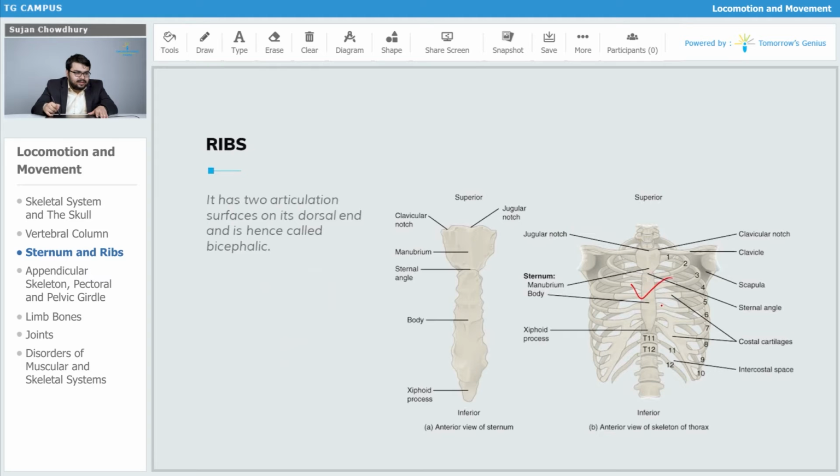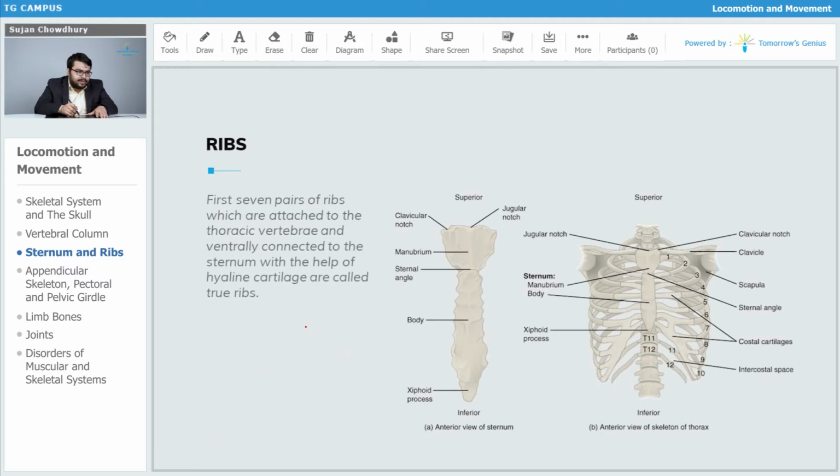This is the ventral side, and definitely with the thoracic vertebrae at the dorsal side, the ribs are joined. The first 7 pairs of ribs, which are attached to the thoracic vertebrae and ventrally connected to the sternum with the help of hyaline cartilage, are called true ribs. Dorsally they are connected with the thoracic vertebrae and ventrally they are connected with the sternum, which you can clearly observe in the diagram given here.